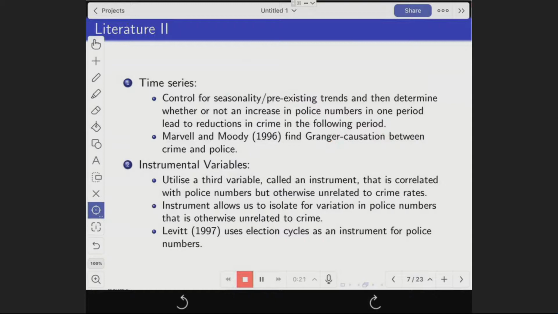What does that mean? They find that an increase in police in one period lowers crime in the next, but they also find that an increase in crime in one period increases the level of police in the next. So it's not true causality.